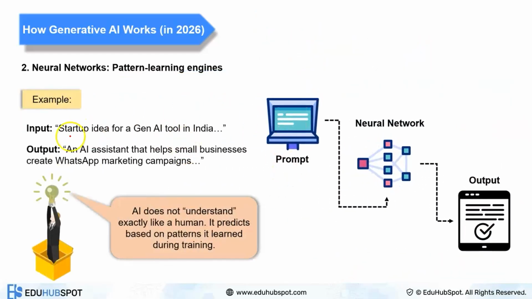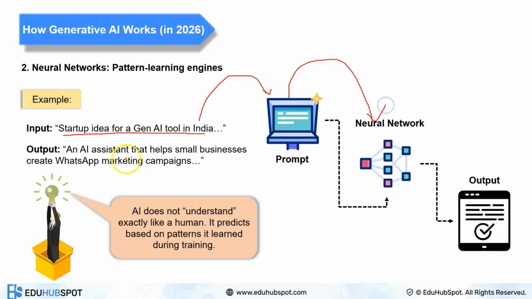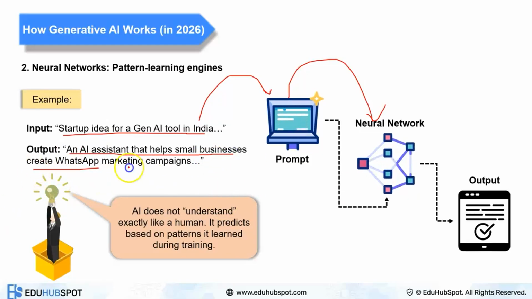Now let's take this example: a startup idea for Gen AI tools in India. We give this prompt to our machine, and the machine sends it to the neural network. In the neural network, it takes all the data from the internet or the data it has learned, sees the patterns, and accordingly generates an answer, like an AI assistant that helps small businesses create WhatsApp marketing campaigns, and we get this output.